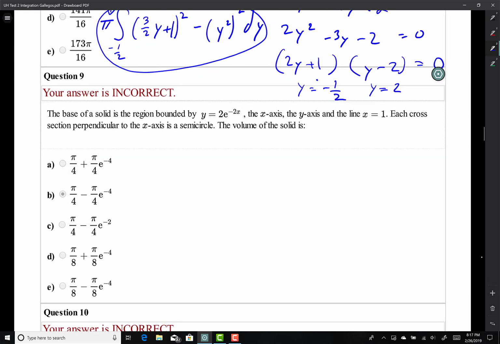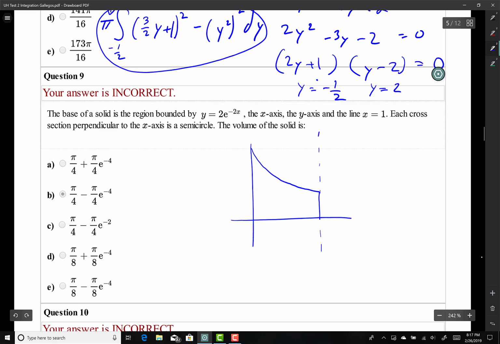Let's continue. The base of a solid is a region bounded by y equals 2e to the negative 2x, the x-axis and the y-axis, and the line x equals 1. Each cross-section perpendicular to the x-axis is a semicircle. The volume of the solid is... Alright, so here's how it looks. 2e to the negative 2x, more or less, looks something like that. And the line x equals 1, so I'm exaggerating it. Here's x equals 1. And each cross-section perpendicular to the x-axis is a semicircle. So here's my cross-section. That line that you see there, it's coming out of the board, or coming out of this laptop here, and there it is. So this line here that I'm bolding is this line there.